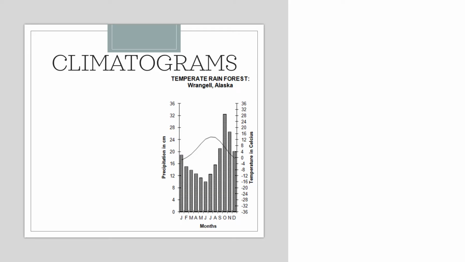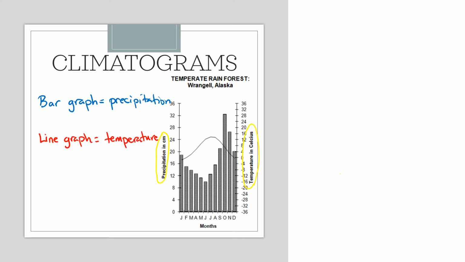We need to know how to read climatograms. The climatogram has two y-axes, one that shows precipitation in centimeters and one that shows temperature in degrees Celsius. Now, the bar graph represents precipitation. I'm writing it down: bar graph equals precipitation, while the line graph represents temperature. Crucial, if you don't remember, I would write this somewhere or type it in your Wharton document.